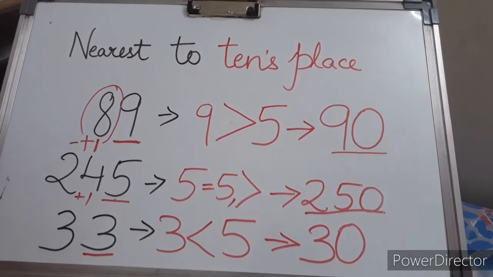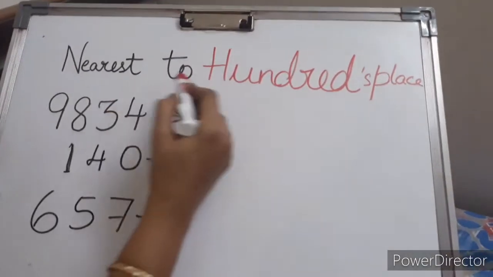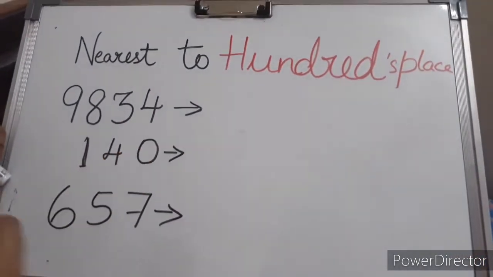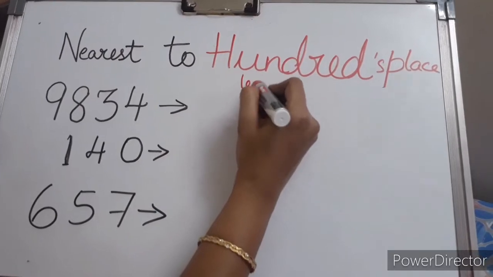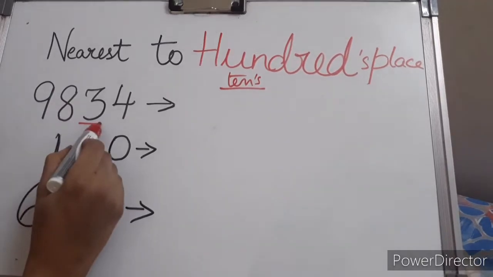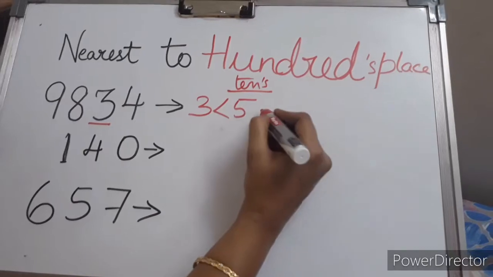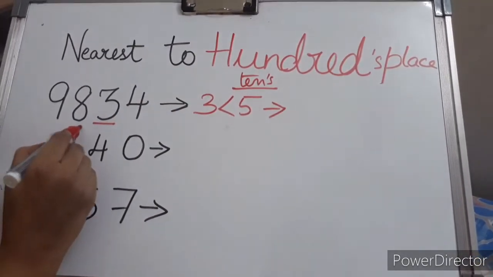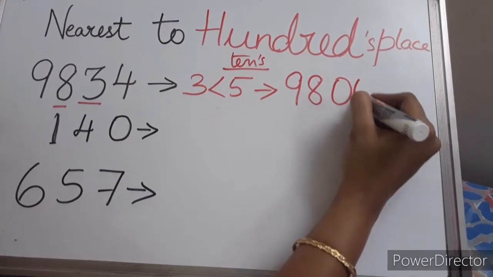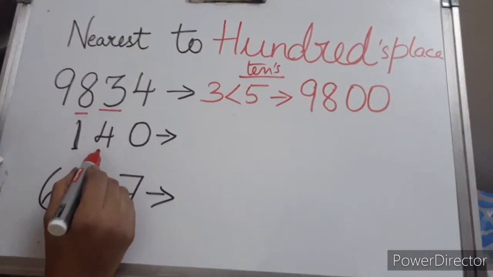Similarly, we will do for nearest to 100 place also. How will we round off to the nearest 100 place? We have to examine the tens place digit. The tens place digit here is 3. 3 is less than 5. So we keep it unchanged and our number will be 9800.